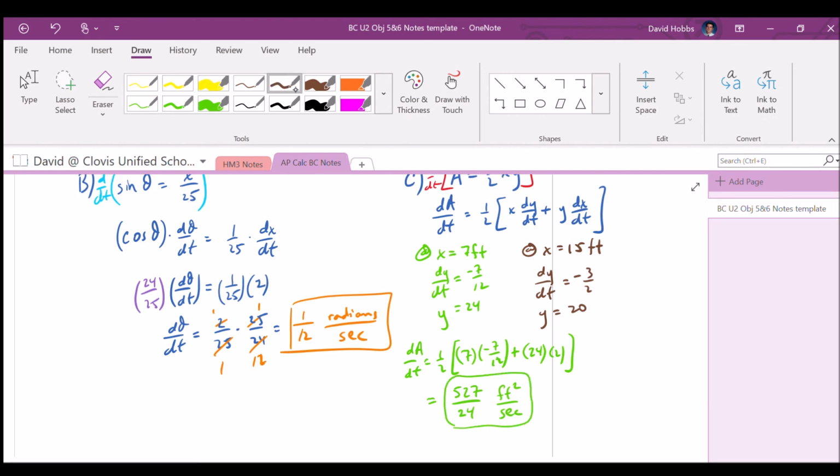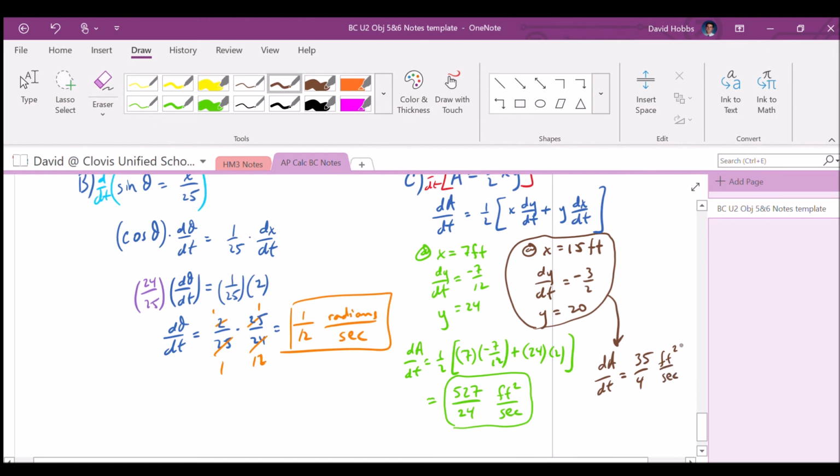Now, if we do it for the 15 feet as well, we're still plugging into the same formula. If we do all that, we get dA dt is, I have it here somewhere, sorry, I've got it: 35 over 4 square feet per second.